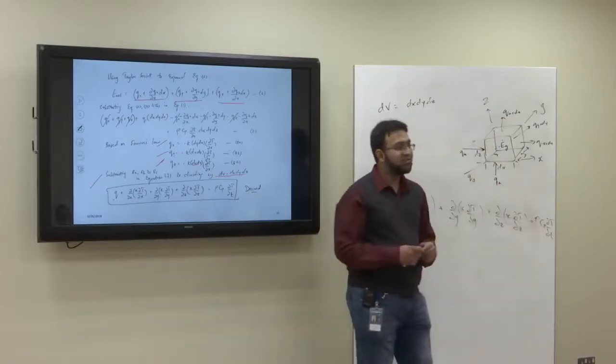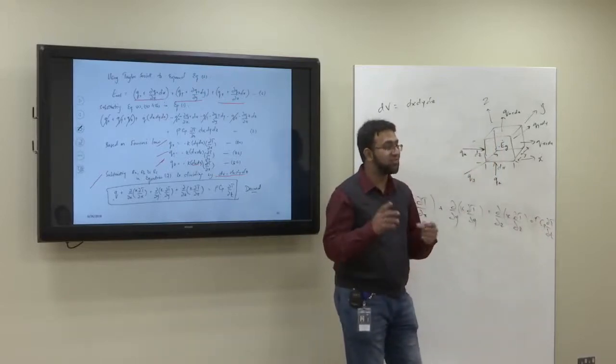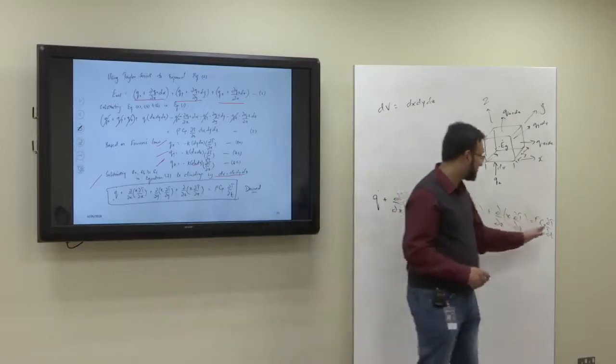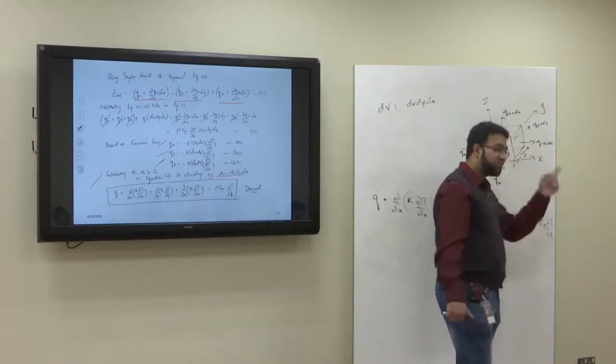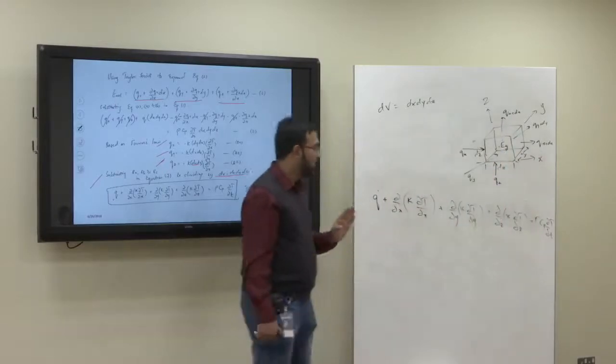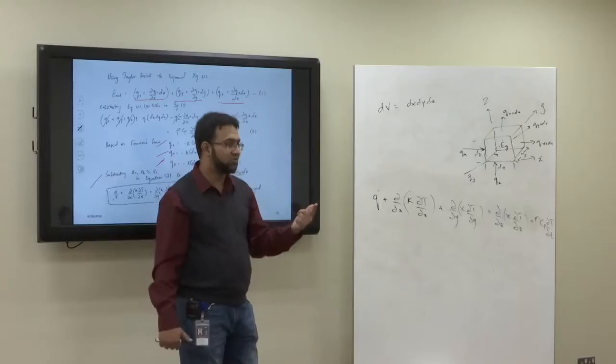This is the term which shows the change in temperature with time. Anything that changes with time means it is unsteady. So if it is unsteady, this term will be there. But if it is steady state, this term will go to 0. Unsteady is also known as transient.